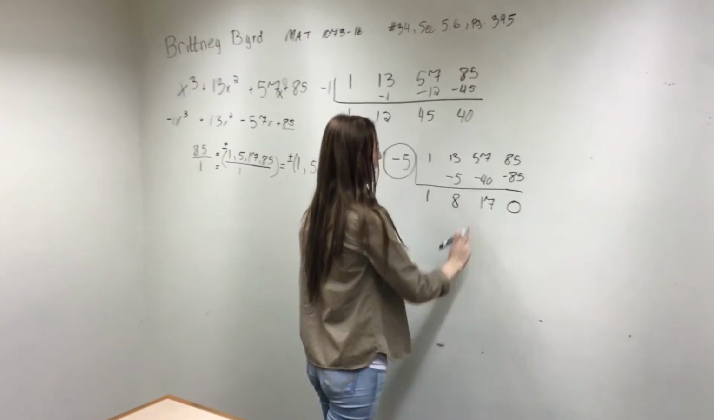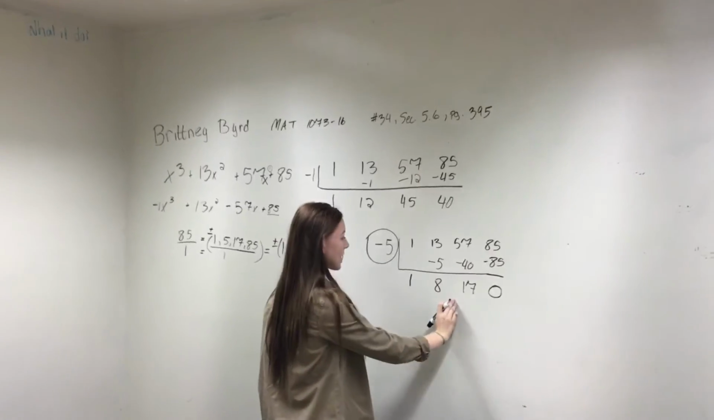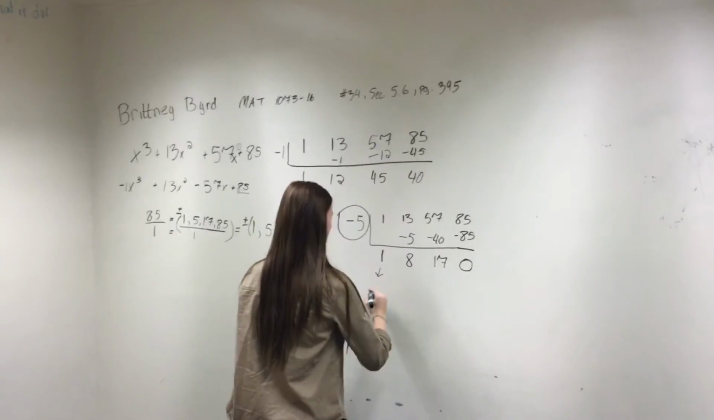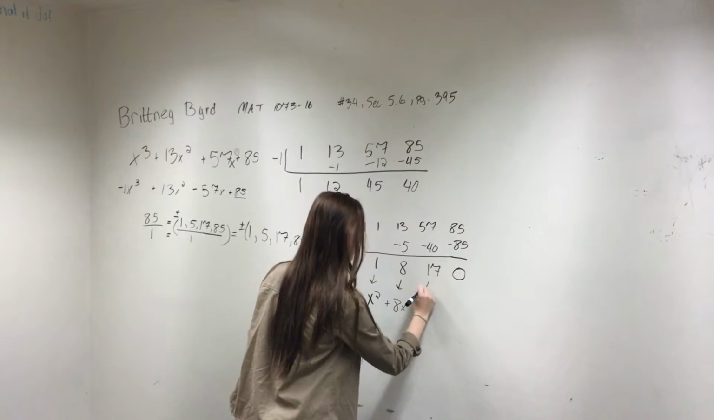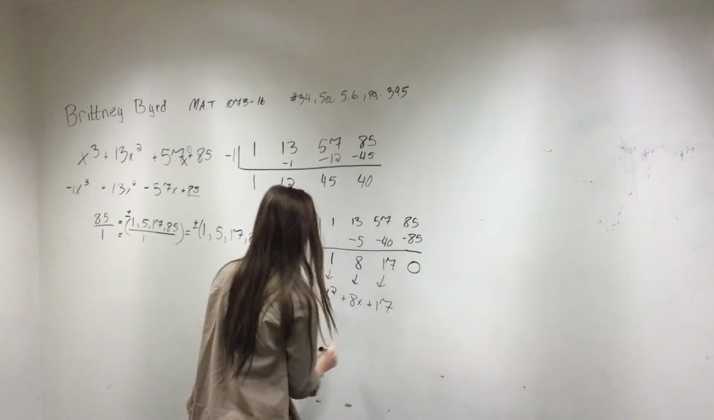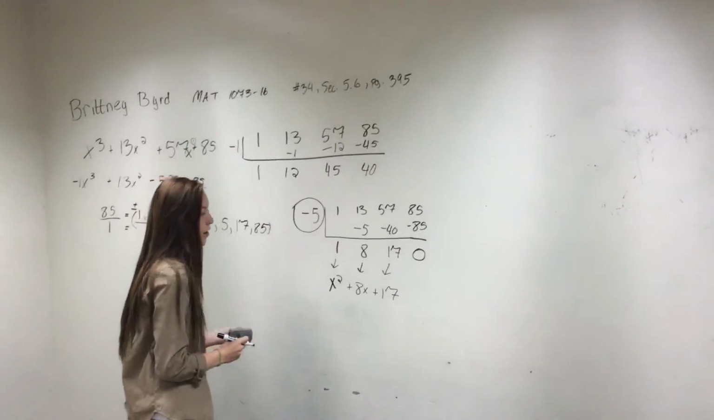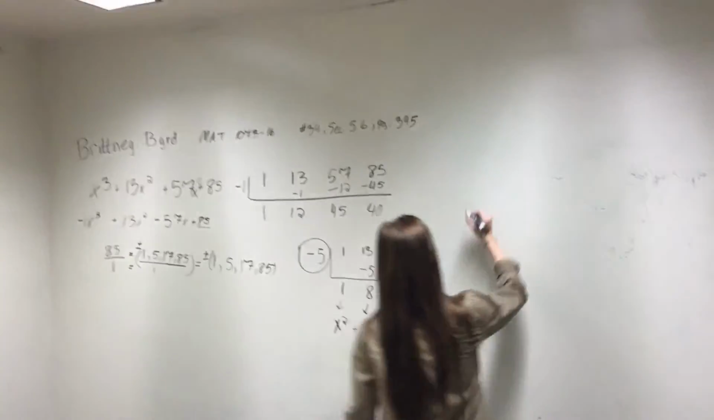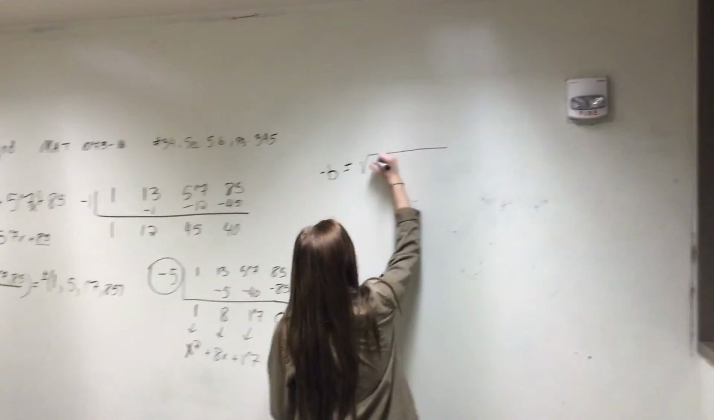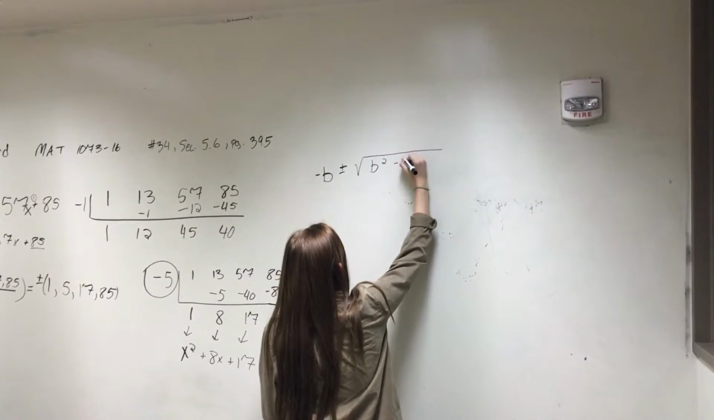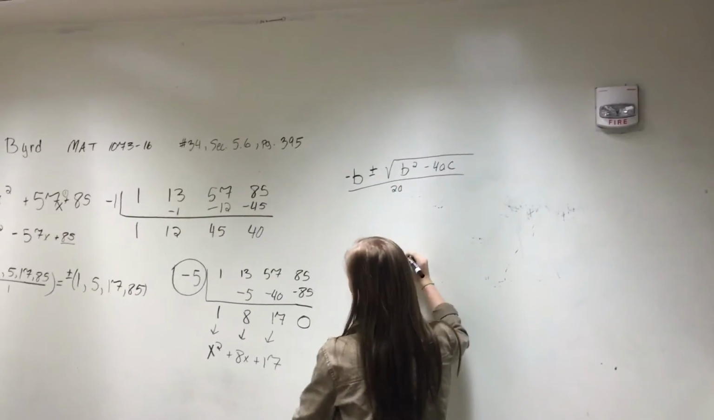You take this, and now you have a simplified version of the equation, and now this is to the second power, not the third. So this becomes x squared plus 8x plus 17. Since this equation is not factorable, you now use the quadratic formula. So the quadratic formula is negative b plus or minus the square root of b squared minus 4ac all over 2a.